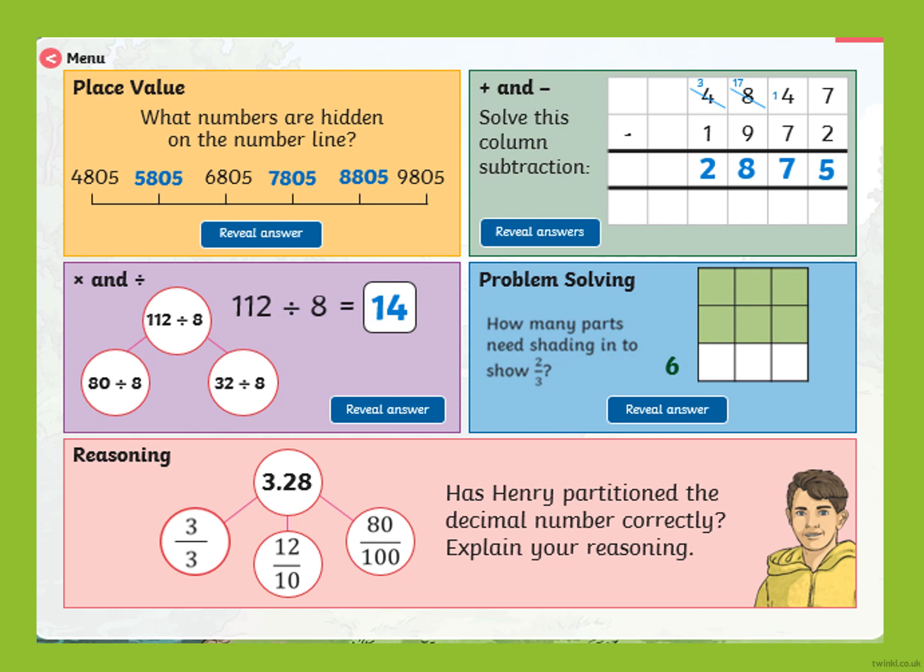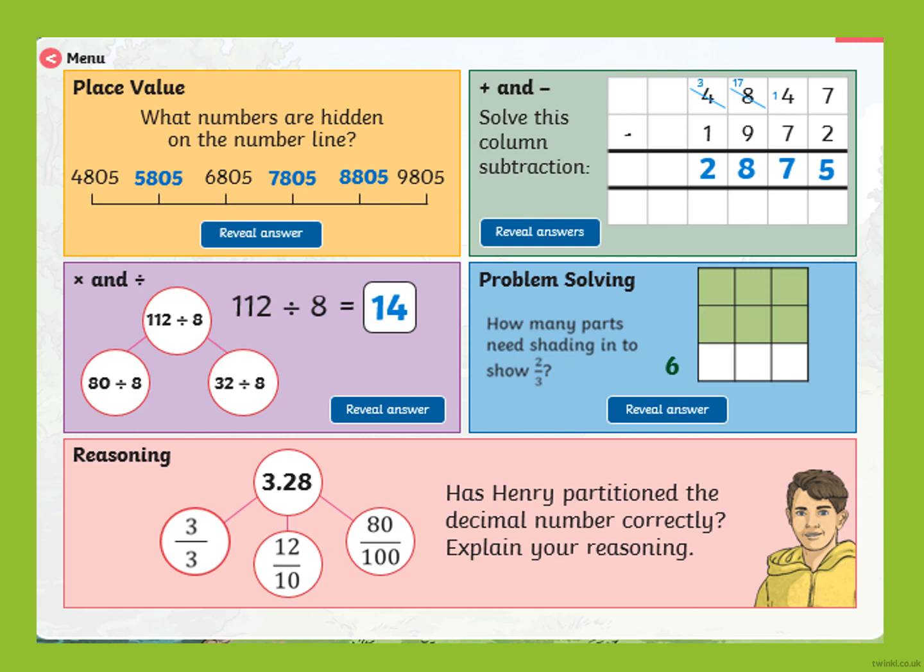So the first one was all about place value, thinking about the thousands, the hundreds, the tens and the ones. So you can see they're going up in intervals of 1000s. And then the next question, you should have done the column method for the subtraction, remembering you needed to borrow if you didn't have enough.